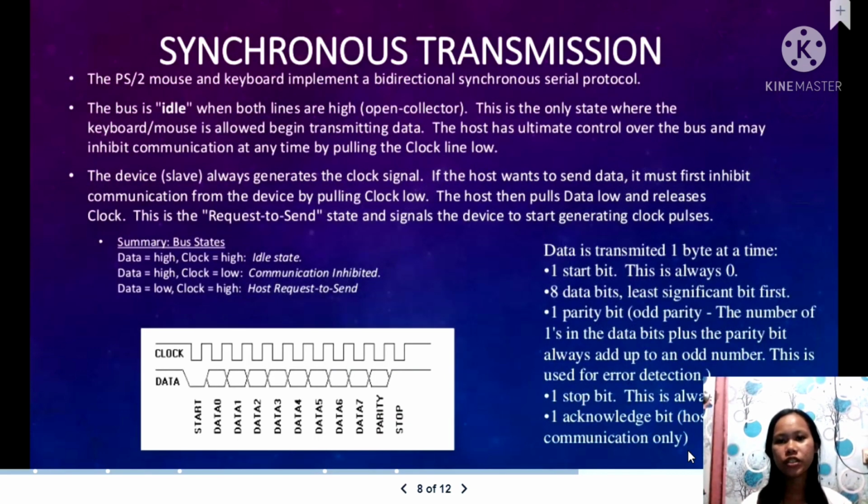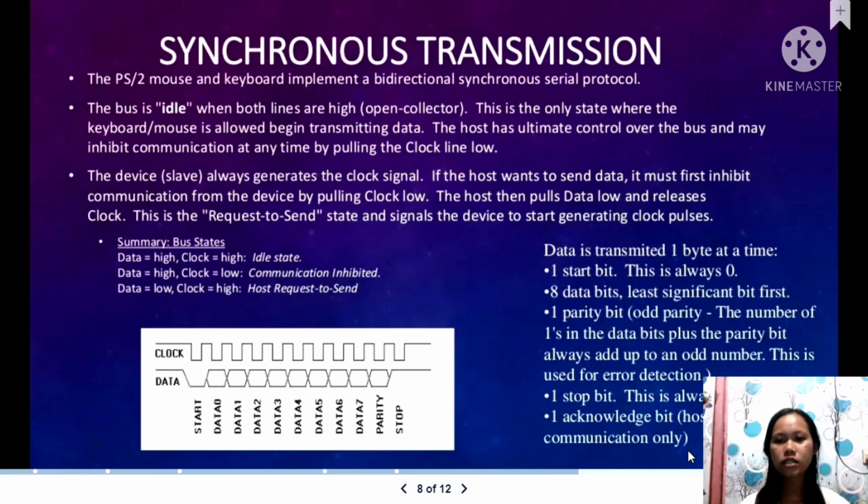So, synchronous transmission. The PS/2 mouse and the keyboard implement a bidirectional synchronous serial protocol. The bus is idle when both lines are high, open collector. This is the only state where the keyboard or mouse is allowed to begin transmitting data. The host has ultimate control over the bus and may inhibit communication at any time by pulling the clock line low. The device or slave always generates the clock signal.